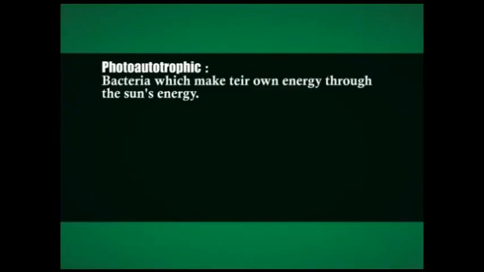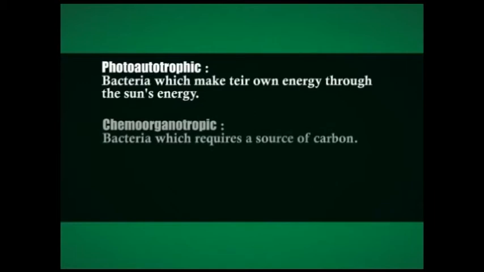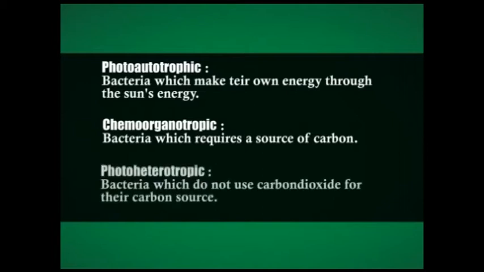These forms of bacteria can either be photoautotrophic, that is, they make their own energy through the sun's energy, or chemoorganotrophic, that is, they require a source of carbon, or photoheterotrophic, that is, they don't use carbon dioxide as their carbon source.